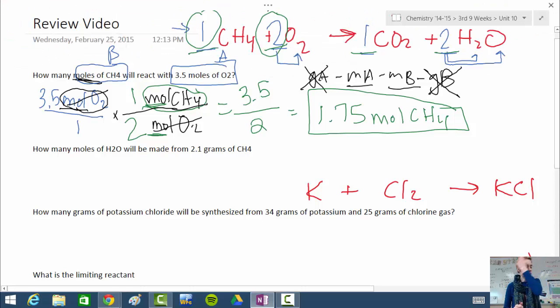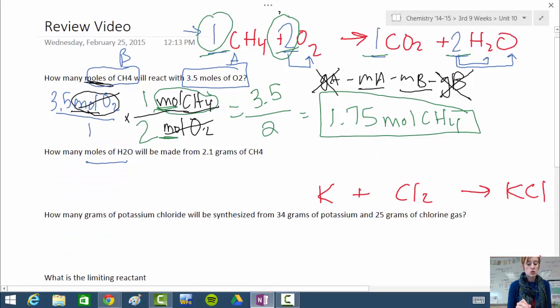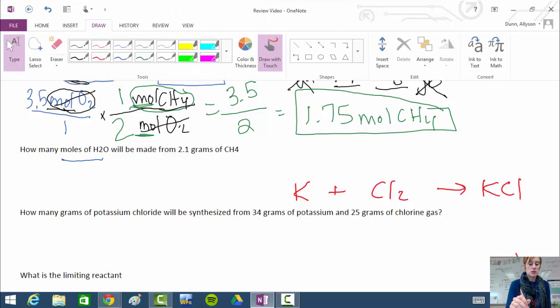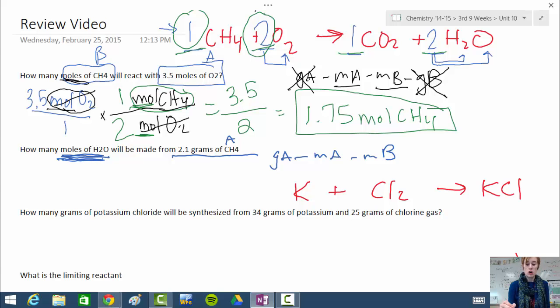Okay, number 2. How many moles of H2O will be made from 2.1 grams of CH4? So I'm given grams of A. That means I'm going to go to moles of A, and then moles of B, and then it just wants moles of B. That's all it wants. So I don't even need to go to grams of B. I don't have to do that part. So this one's just a 3-stepper.